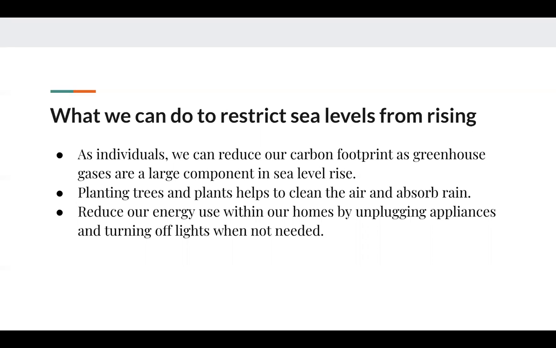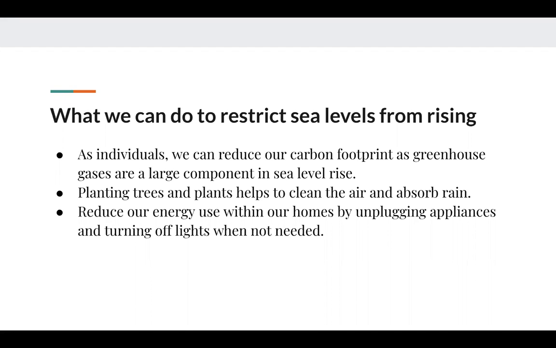Which segues into our second point, talking about how planting trees and plants helps to clean the air and absorb rain. So with the plants, they use CO2 and then turn that into oxygen. And so with less CO2, there are fewer greenhouse gases in the atmosphere, because CO2 is a greenhouse gas, which also allows for a cooler earth temperature overall, and also produces oxygen, which we can use to breathe, as well as many other organisms on the earth.